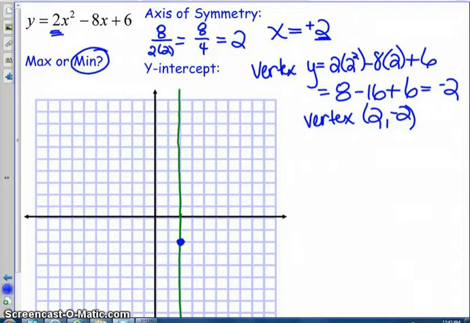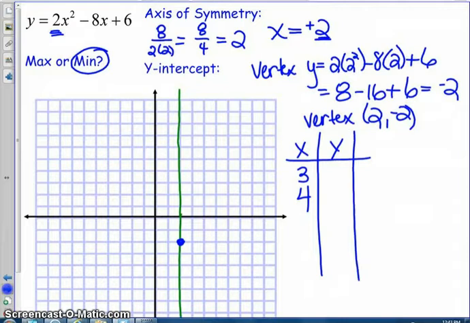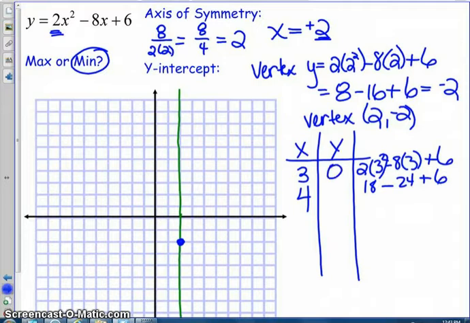That's my minimum value. And then the last step is I need to find 2 more values to the right of that. So I'm going to try 3 and 4. Usually I just go to the right. I could have just as easily gone to the left and found those 3 values. So at 3, I'd have 2 times 3 squared minus 8 times 3 plus 6. 2 times 3 squared is 2 times 9. 2 times 9 is 18. Minus 24 plus 6. This actually turns out to be 0.